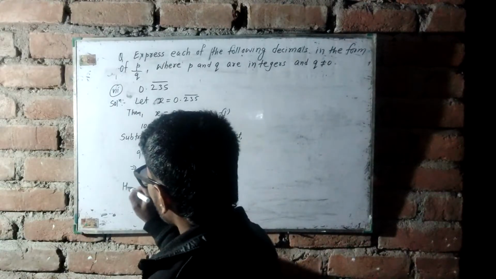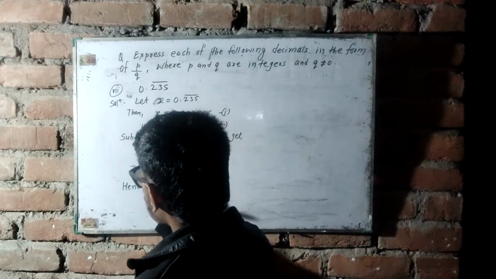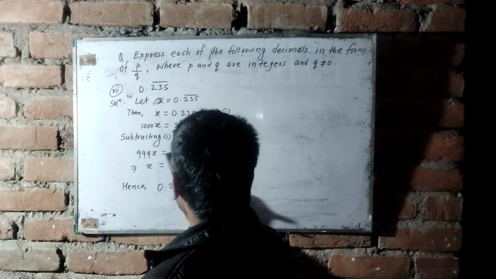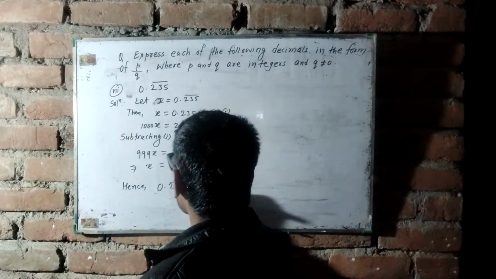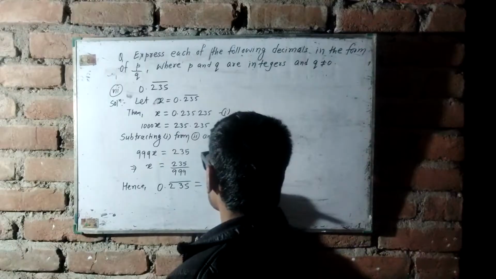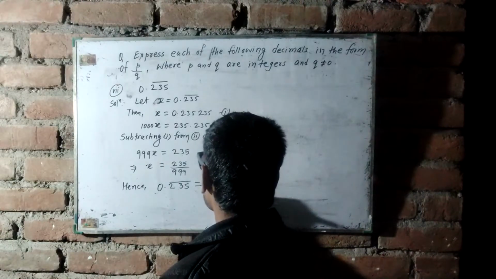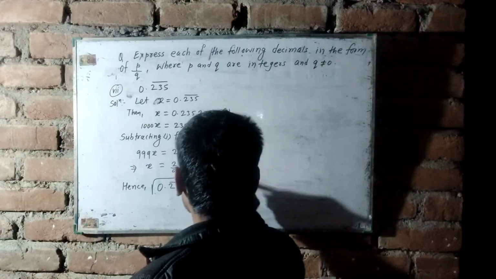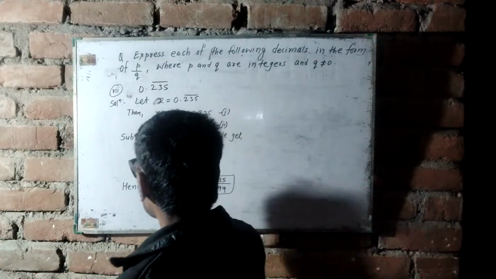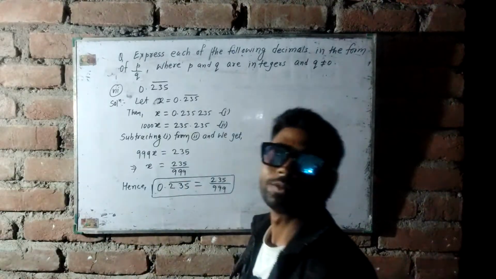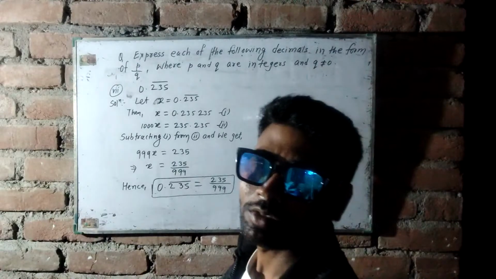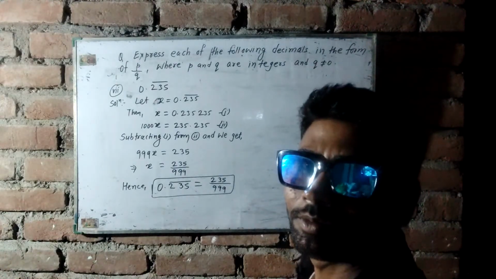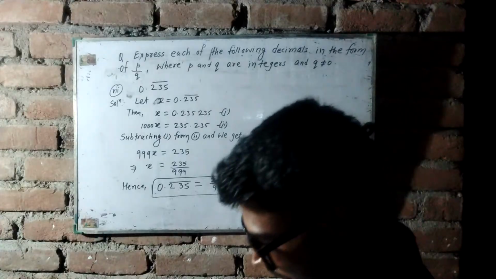Hence 0.235 over bar is equal to 235 upon triple nine. It will be the required answer. Now let's go ahead to the next questions.